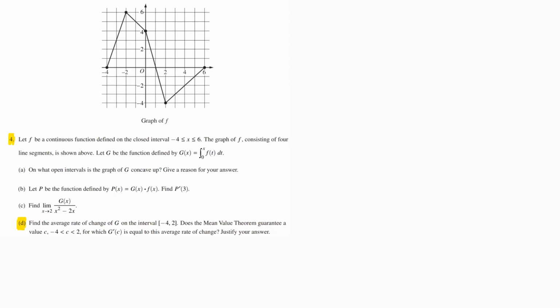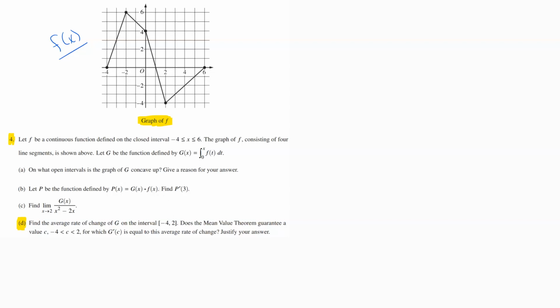The first thing that I do on any AP Calc question that has a graph is I make sure I know what that is the graph of. So they're telling us straight up here that this is the graph of f of x. So I know the graph is f of x. Now let's go see what the actual question is asking for us.